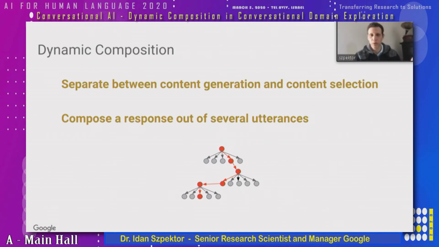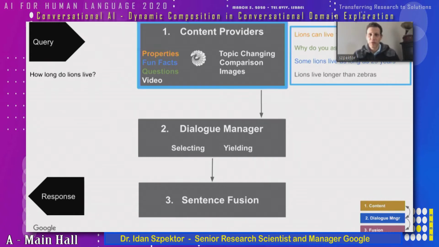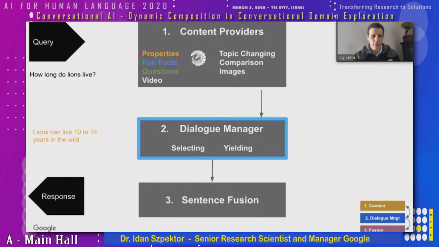But we can compose a response out of more than one utterance versus just retrieving a single response from an index. So let me show you how it works as a high-level schema. If you start, let's say, with a query, how long do lions live? We have content providers, each one offering a different kind of response to the user's input. So it might be the answer, lions can live 10 to 14 years in the wild. It could be a question, why do you ask? Or insights like, some lions live longer, or maybe a comparison, they live longer than zebras. And then we have a dialog manager that will select one of these utterances and return them.